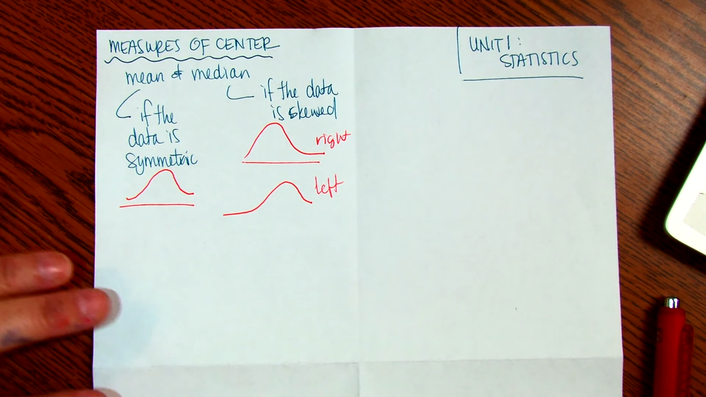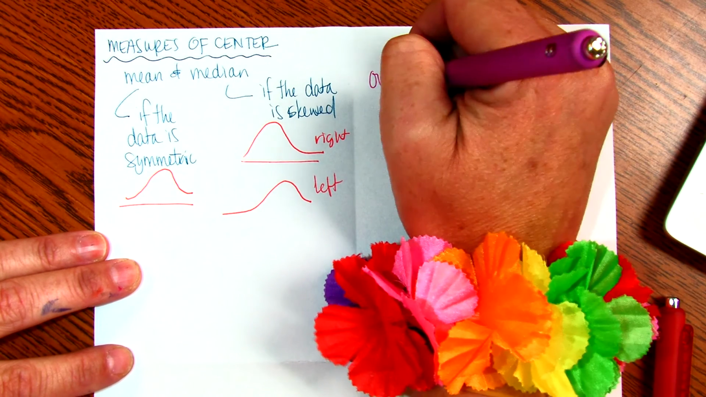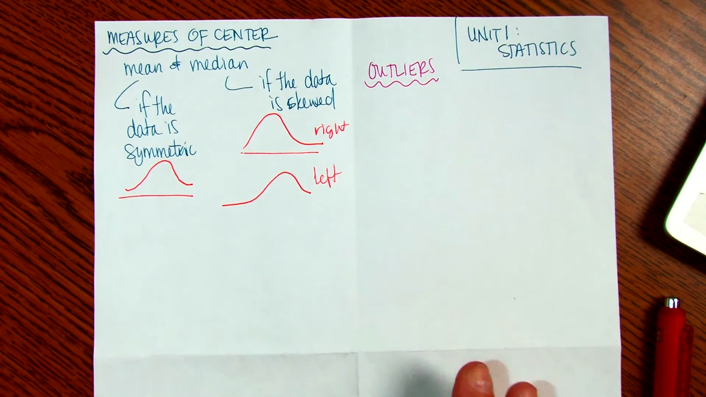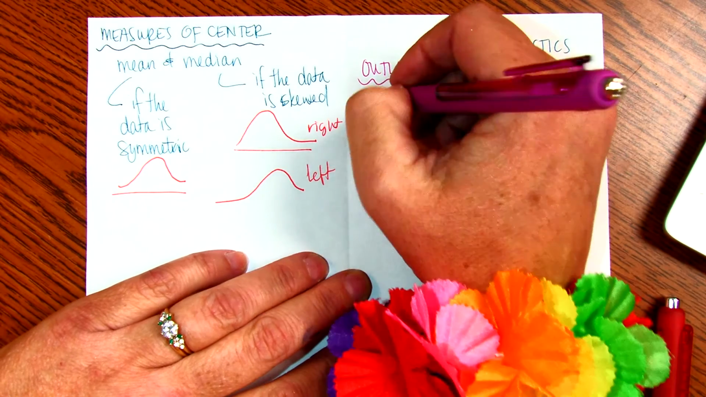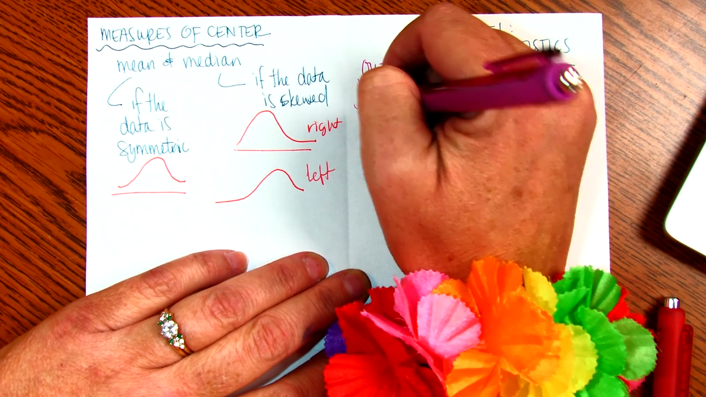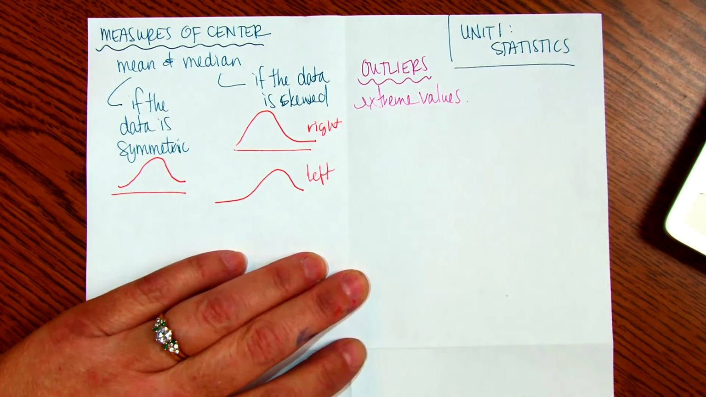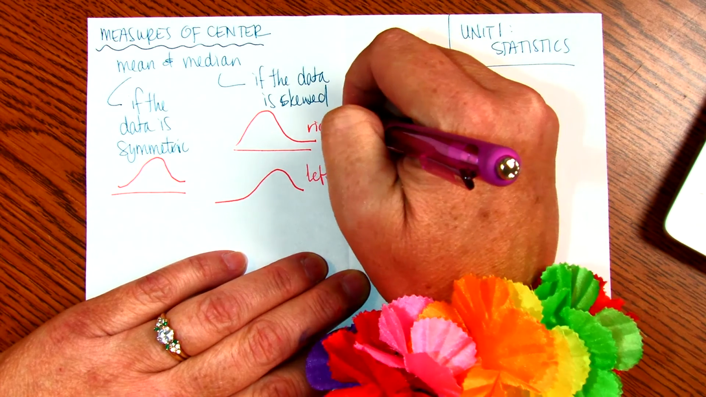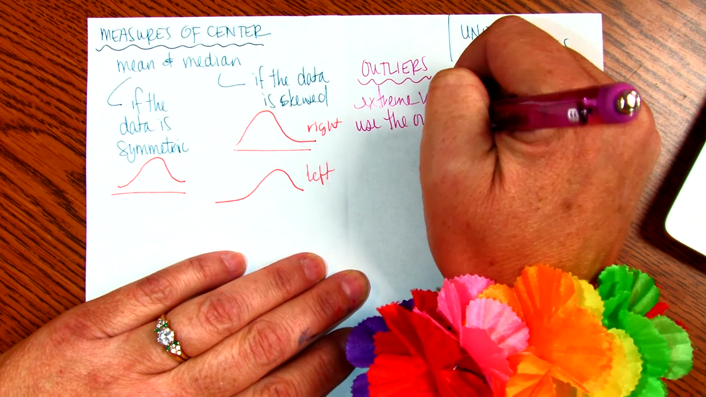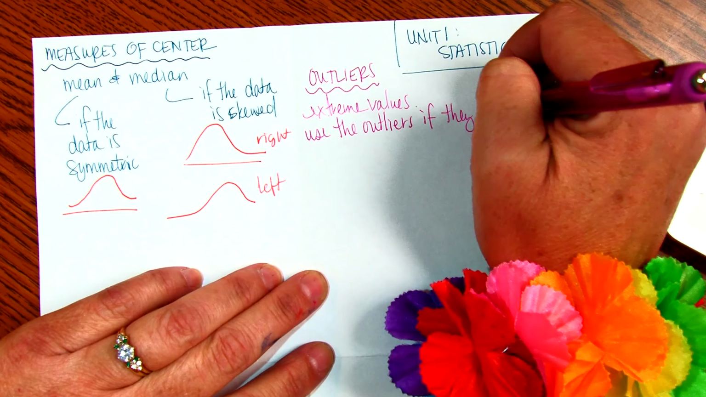Another big topic that we did was outliers. With outliers, what I remember is that we have a formula. So these are the extreme values. Okay, and we talked about you use the extreme values, or use the outliers, if they are true.